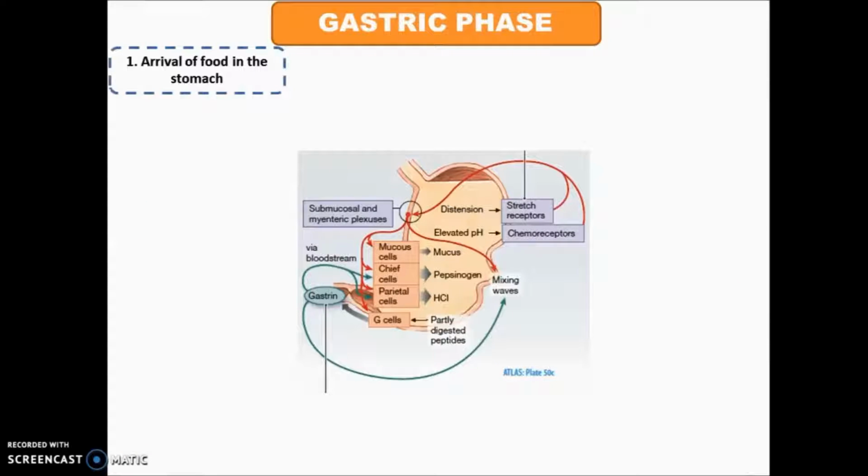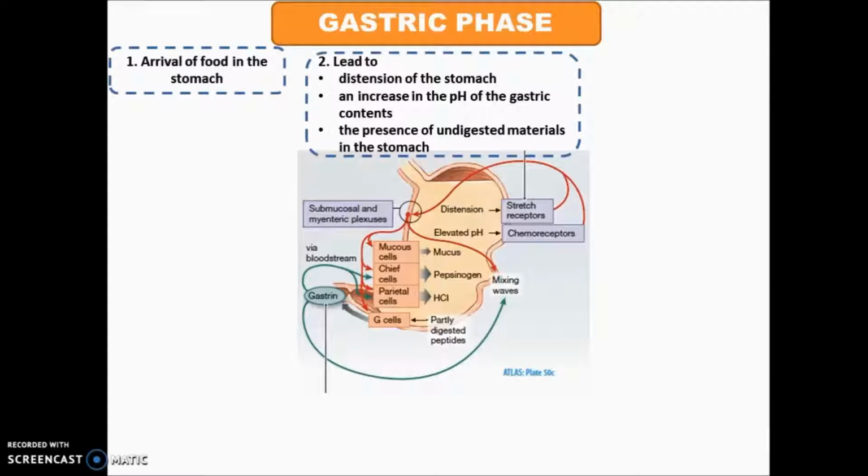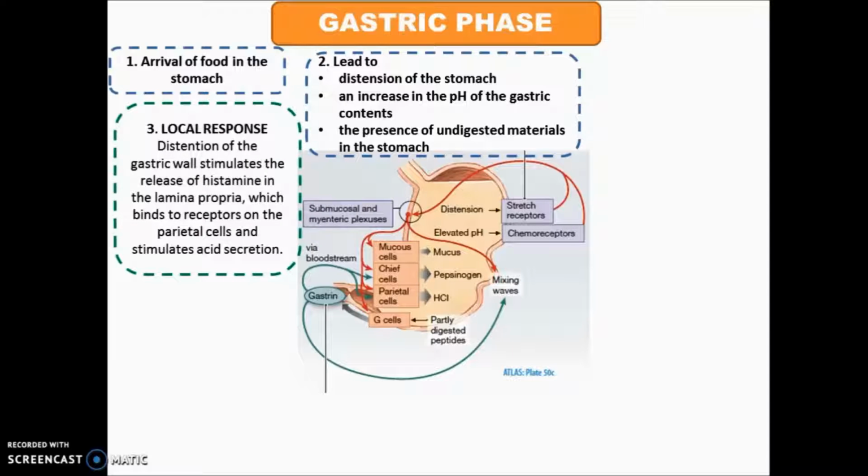Gastric phase, arrival of food in the stomach. The distension of the stomach, increase in the pH, and the presence of undigested materials are the stimuli which lead to a neural response, local response, and hormonal response. Local response begins when distension of the gastric wall stimulates the release of histamine in the lamina propria, which binds to receptors on the parietal cells and stimulates acid secretion.